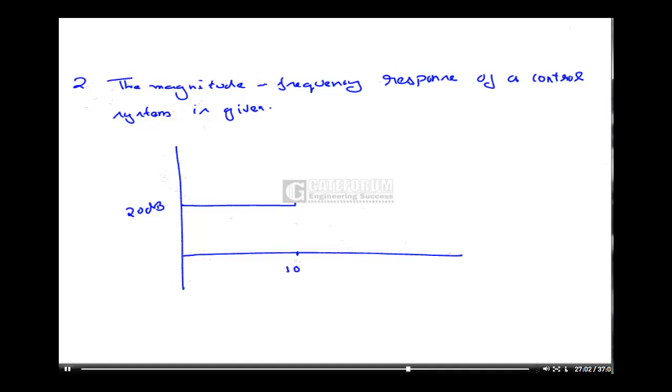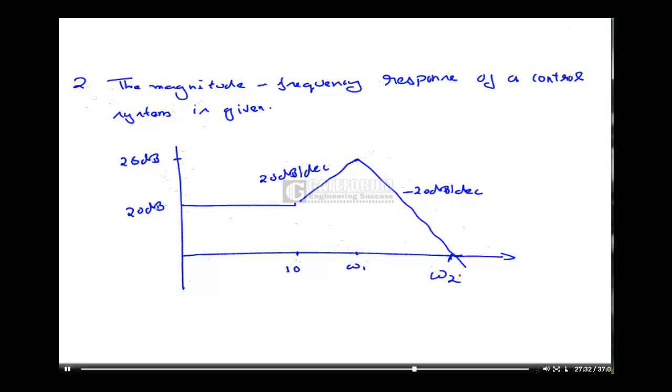dB, omega 1, 26 dB. This is increasing at a rate of 20 dB per decade. Then it is decreasing at a rate of minus 20 dB per decade. This frequency is omega 2. Find omega 1 and omega 2.